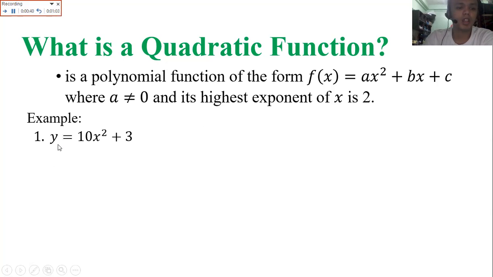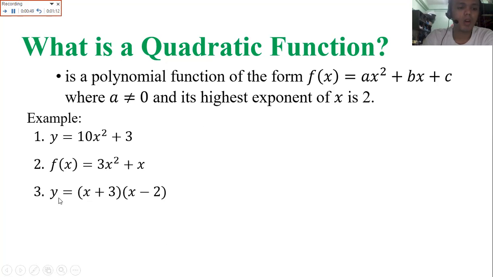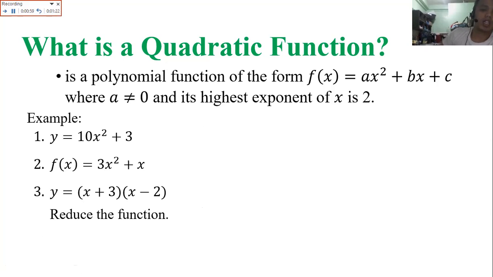Example, we have y equals 10x squared plus 3. We have f of x equals 3x squared plus x. Y equals the quantity x plus 3 times x minus 2. So these are examples of quadratic functions. This is number 3. How can we say that number 3 is an example of a quadratic function?